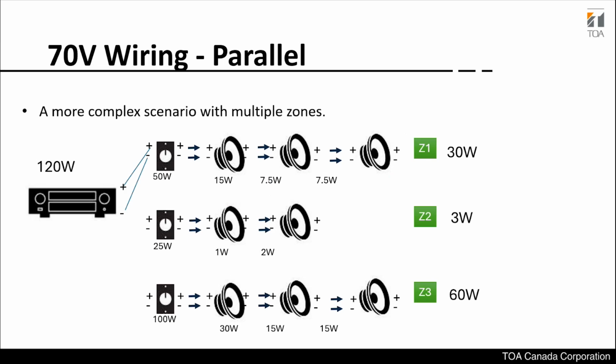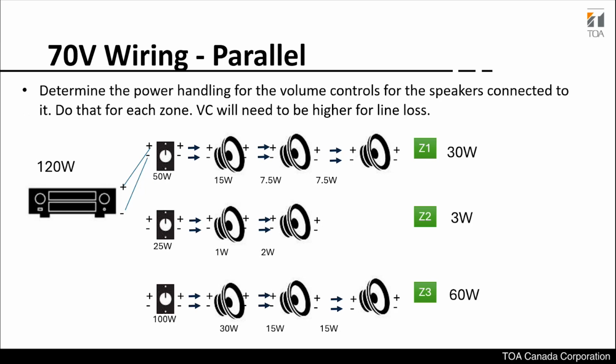Here are more complex scenarios with a multi-zone system. Let's determine the power handling for the volume controls for the speakers connected to them. Do that for each zone. Volume control will need to be higher for line loss. Next, we connect the other 2 volume controls to the amplifier. This could be done in 2 ways, depending on the distance of the volume controls to the amp. Again, keep in mind power consideration: how powerful an amplifier do we need?